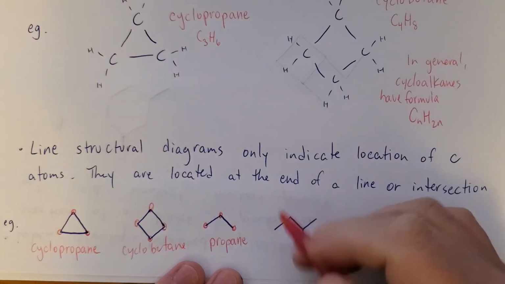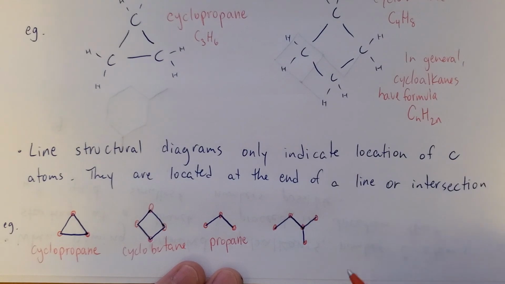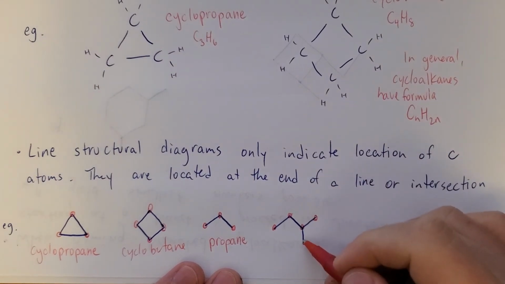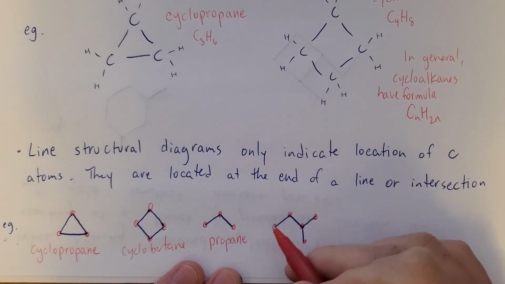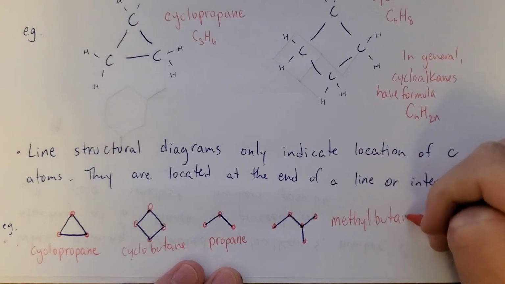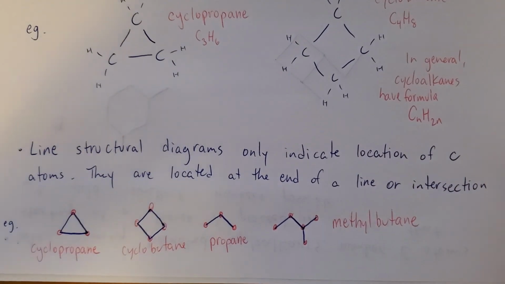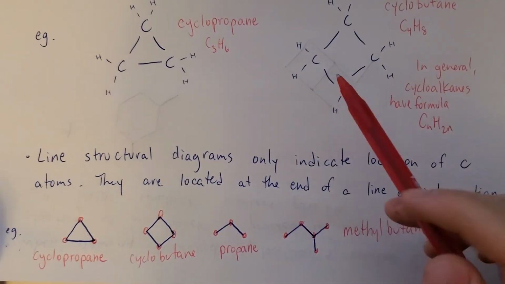We can have branches too. So I always like to indicate where the carbons are. This has a parent chain of 4 carbons. This is a methyl. It's on carbon 2, but we've already actually dealt with this. If it was on carbon 3, we would just start numbering from the other side. So this is methyl butane. We'll get more practice, but I want you to like these line structural diagrams because I sure do. And you see them a lot in organic chemistry. They're much more efficient than writing it all out.